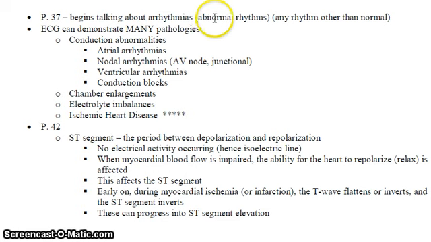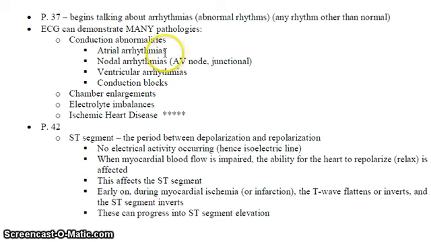Okay, turn now to page 37, and this is where it begins talking about arrhythmias. An arrhythmia is an abnormal rhythm. An arrhythmia is any rhythm other than normal. An EKG can demonstrate many pathologies, and here I have them listed. It can, of course, demonstrate conduction abnormalities. It can demonstrate an enlargement of one of the chambers of the heart. It can demonstrate electrolyte imbalances, and of course it can demonstrate ischemic heart disease, which would be the precursor to the myocardial infarction, the heart attack. So the EKG can demonstrate many of these different pathologies.